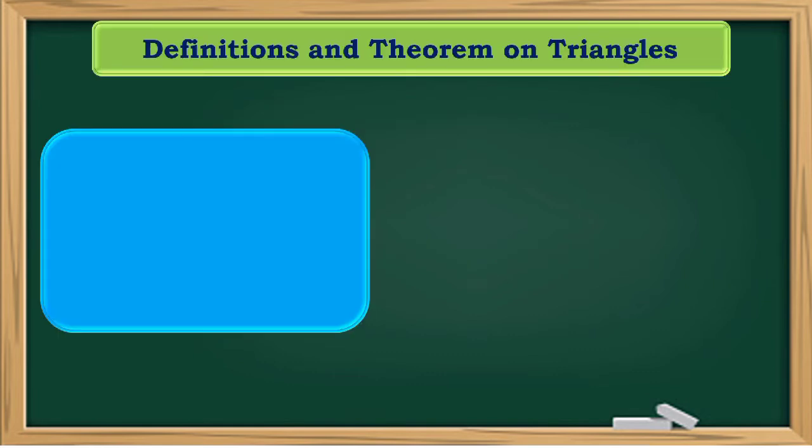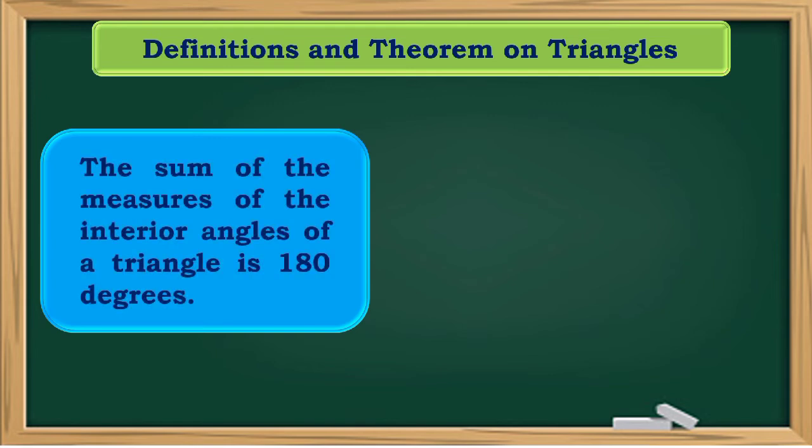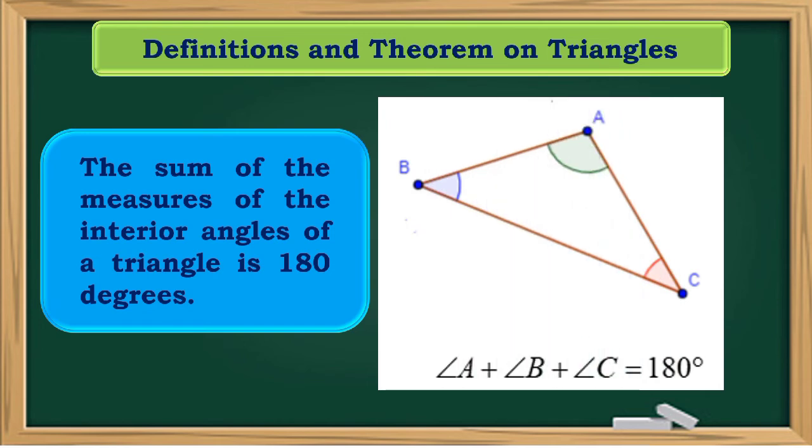So here are the definitions and theorems on triangles. The sum of the measures of the interior angles of a triangle is 180 degrees. For example, we have here triangle ABC. The measure of angle A plus the measure of angle B plus the measure of angle C is equal to 180 degrees.